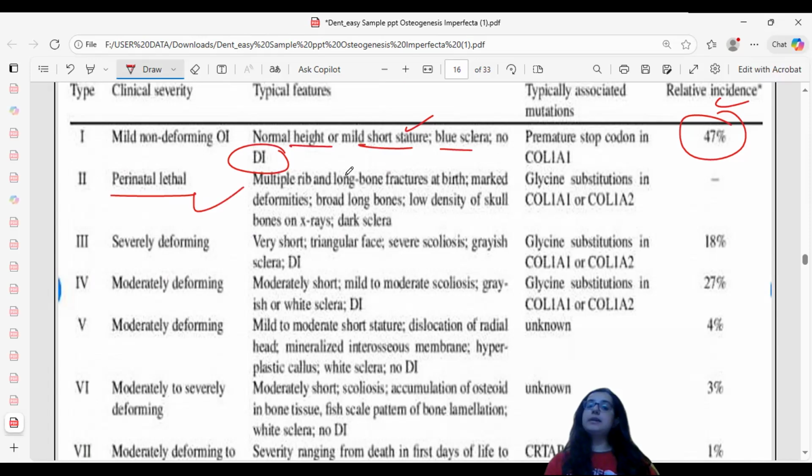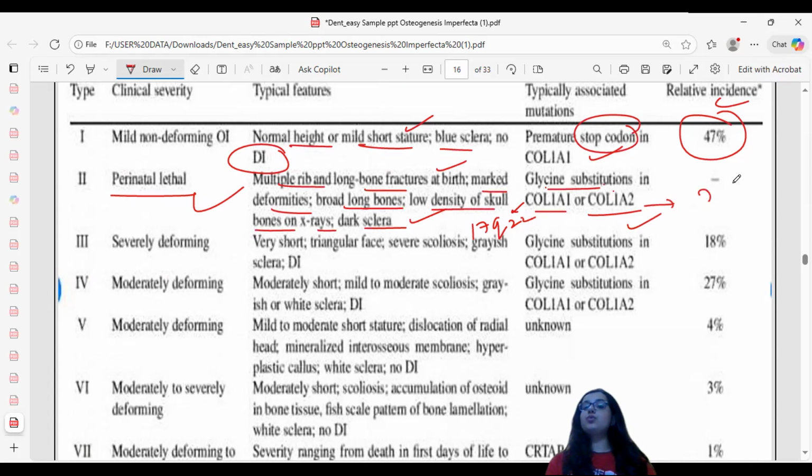Perinatal lethal, it is multiple rib and long bone fractures at birth and marked deformities, broad long bone, low density of skull bones on x-rays, and dark sclera. COL1A1 is there. Here it is the glycine substitution. Here it is because of the stop codon. In the type 2, it is because of the glycine substitution in both COL1A1 or COL1A2. So this is located on 17q22 chromosome, and this is located on 7q22.2 chromosome. Severely deforming, very short.